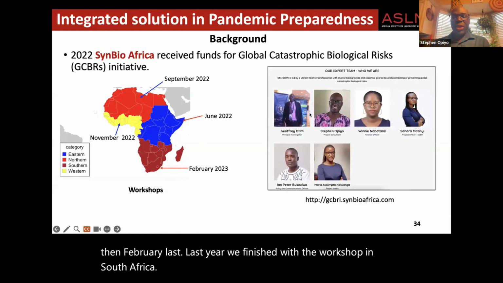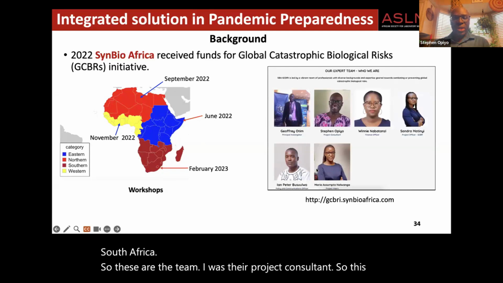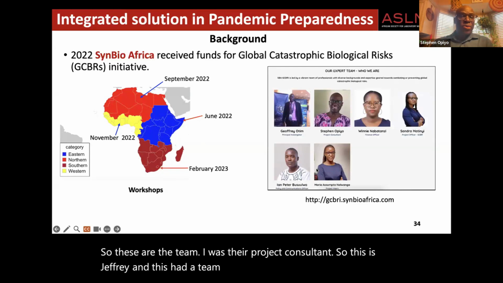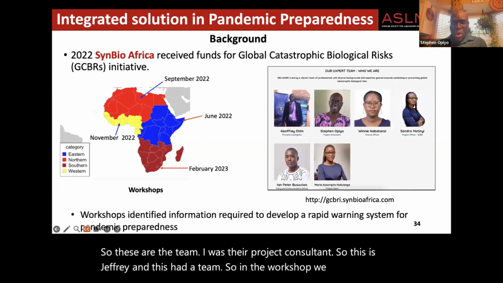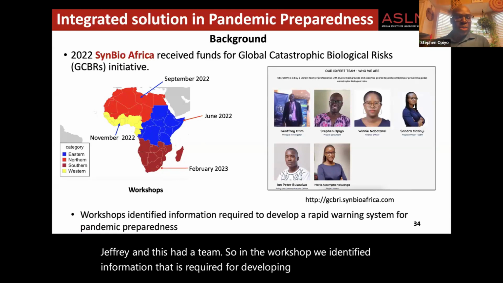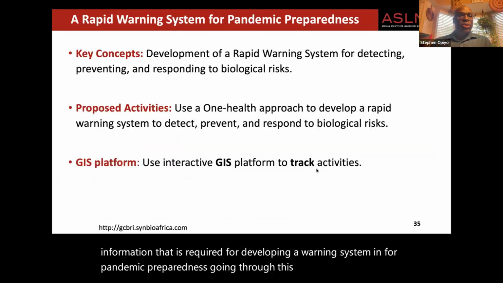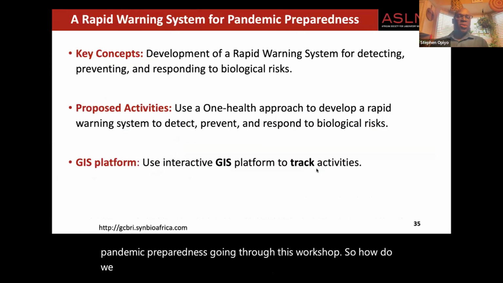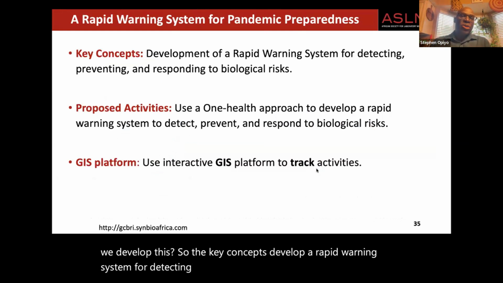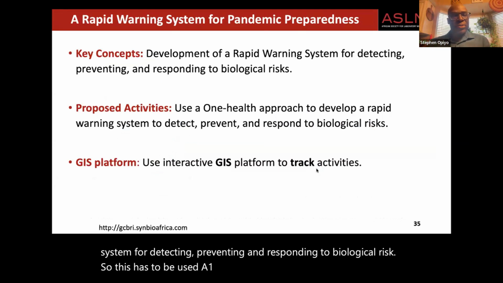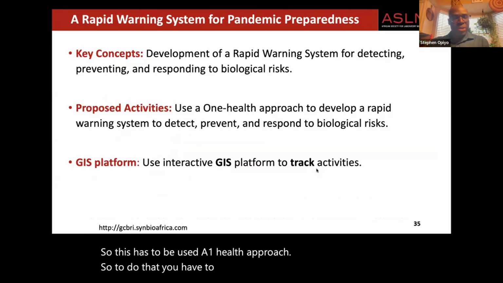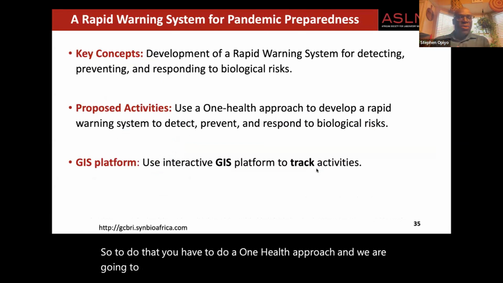So these are the team. I was their project consultant. This is Geoffrey, and these are the team. In the workshop, we identified information that is required for developing a warning system for pandemic preparedness. So how are we going to develop this? The key concept: develop a rapid warning system for detecting, preventing, and responding to biological risk. This has to use a One Health approach. And we're going to use geographic information systems to track this approach, okay?